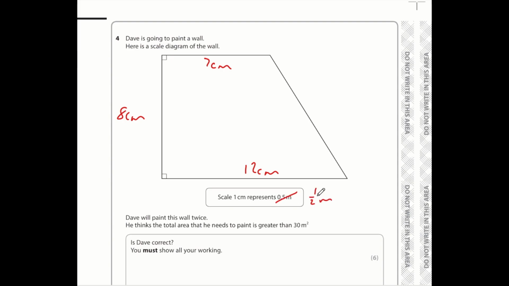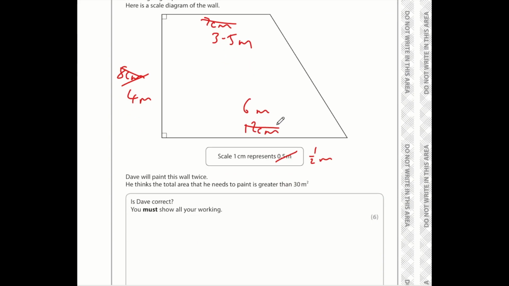So 1 centimetre is half a metre, so therefore 8 centimetres will be 4 metres. We're just halving these numbers. So 7 centimetres becomes 3.5 metres, and 12 centimetres becomes 6 metres. So we're going to paint this twice.